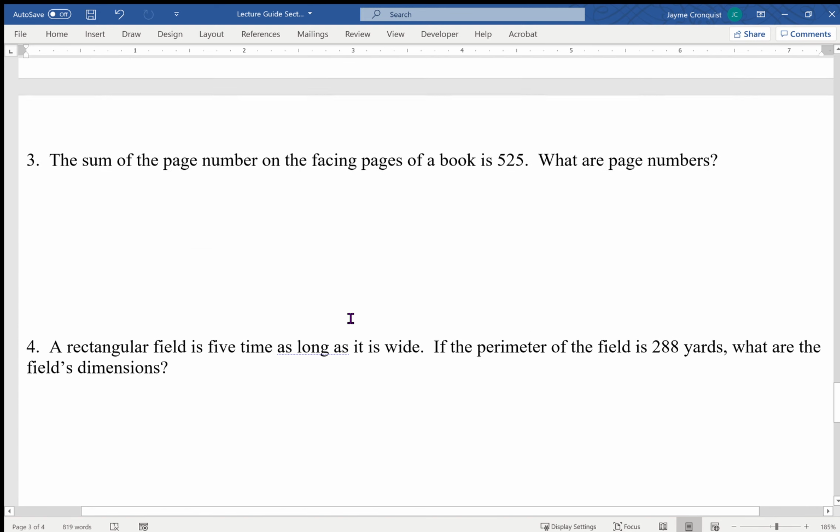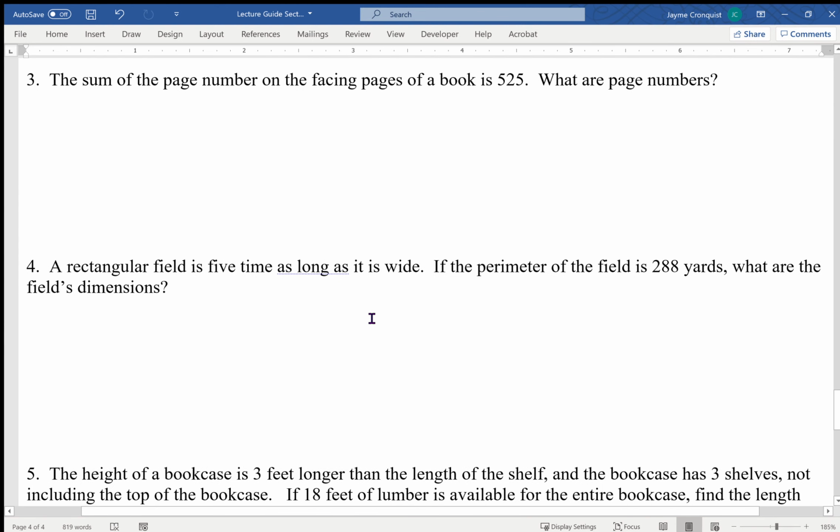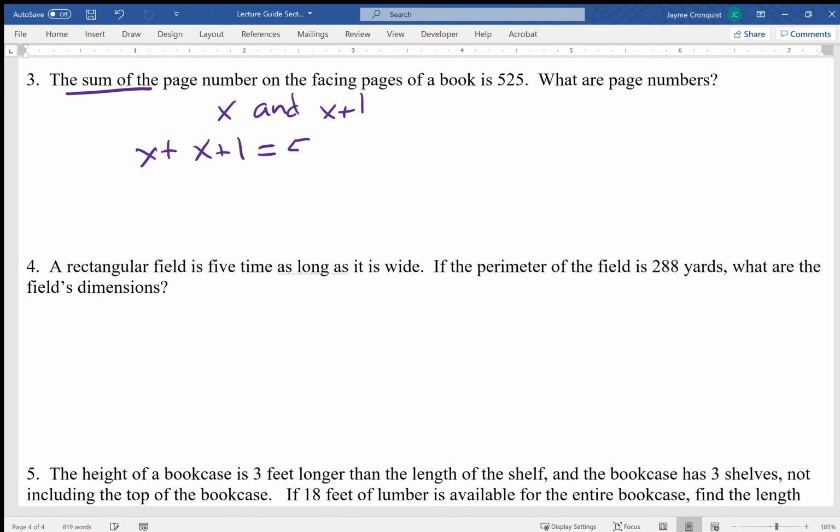Okay, moving on to number 3. The sum of the page numbers on facing pages of a book. So that's going to be x and x plus 1 are the page numbers. So now we're looking at the sum of the page numbers. x plus x plus 1 is 525. Well, we're going to subtract the 1, put the two x's together. Cut that in half because we're going to divide it by 2.